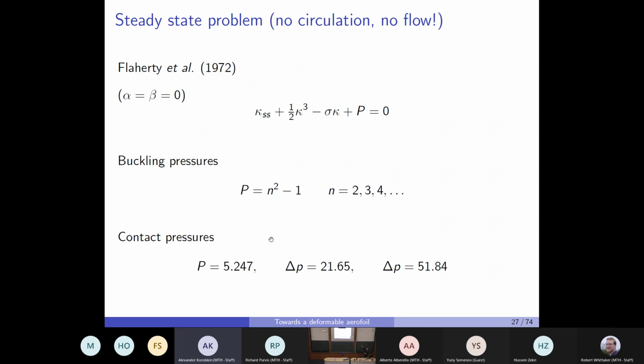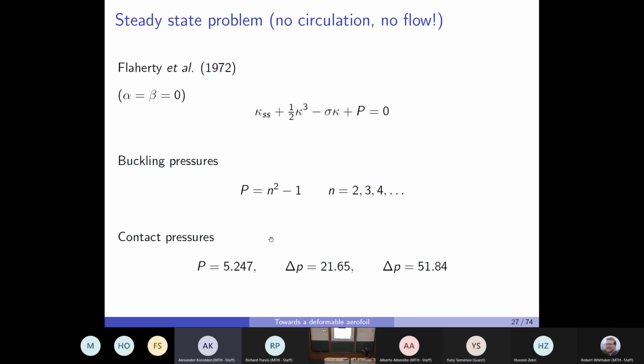But when you increase capital P, that's the pressure difference between the outside and the inside. So increasing capital P means the pressure is getting larger on the outside, so the cell is being pressurized from the exterior. When you increase P beyond a threshold, and in fact a sequence of thresholds given by n squared minus 1, where n is the natural number 2, 3, 4, and so on. So the first one is 2 squared minus 1 equals 3.